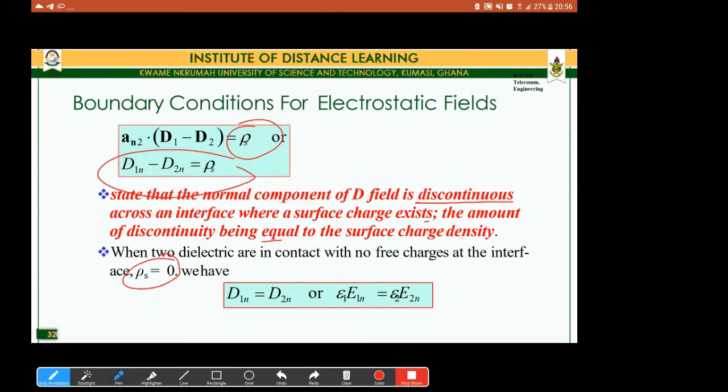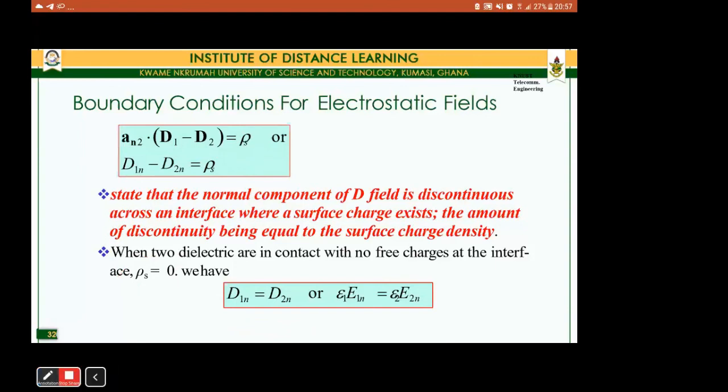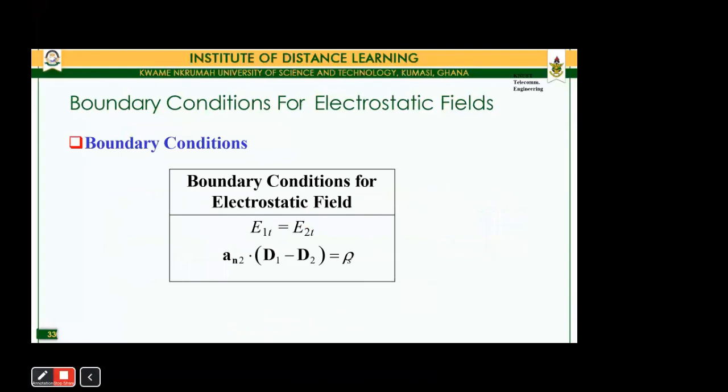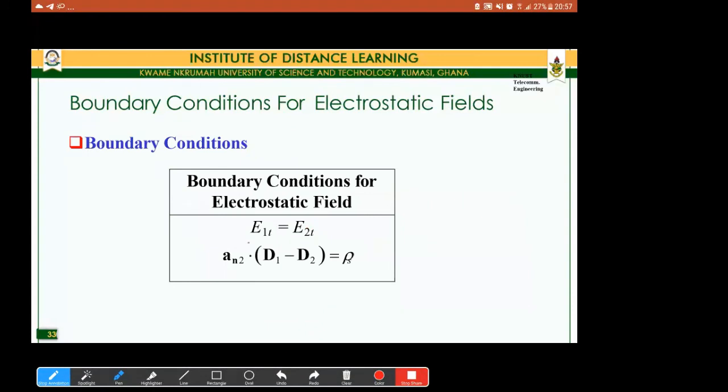However, if rho s is equal to zero, then of course D1n must be equal to D2n, since rho s is zero. And since D1 is epsilon 1 E1n, and D2 is epsilon 2 E2n, we have this relationship for the boundary conditions. So if the surface charge is zero, then the electric flux density is also continuous across the interface. Boundary conditions, in summary, for a general material medium: E1 tangential equals E2 tangential, it is continuous. And for the normal components, the difference equals rho s.